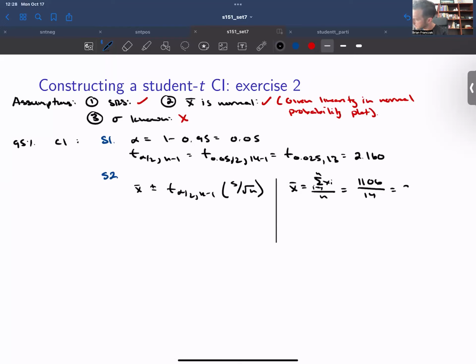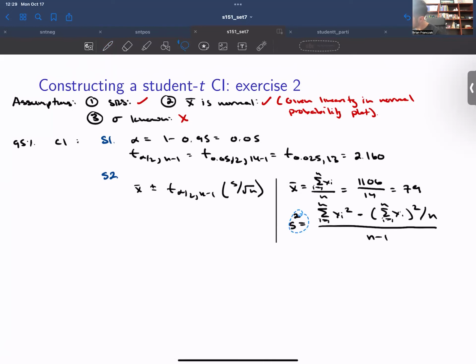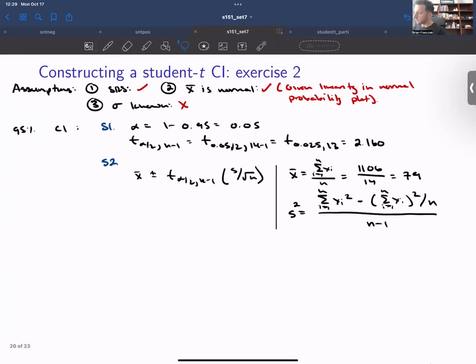What about S? Well, S we can find using the computing formula. Let's do the variance first, and then we'll just take the square root. It's a little bit cleaner. So we have the sum from i equals 1 to n of xi squared, minus the sum from i equals 1 to n of xi, all squared divided by n, over n minus 1. You can see how we're drawing on our previous techniques, using formulas that we established earlier in the course. These are all examples from the descriptive statistics unit.